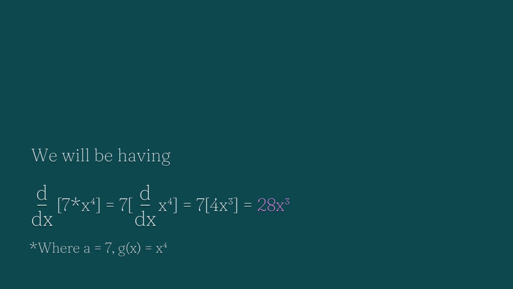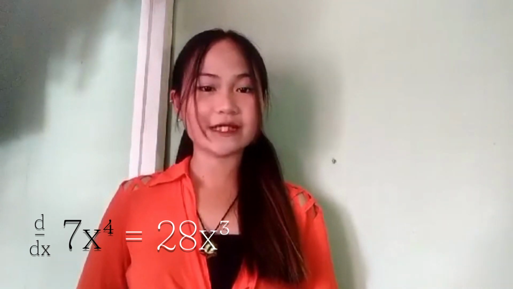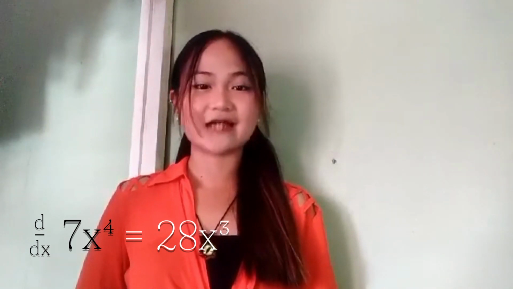Lastly, multiply the terms. 7 times 4x cubed is equal to 28x cubed. So now, we have f prime of x is equal to 28x cubed as our final answer.